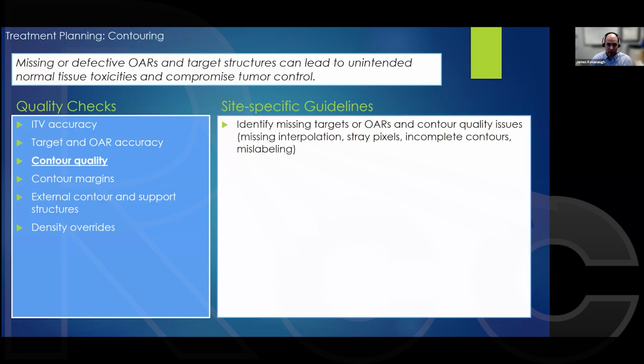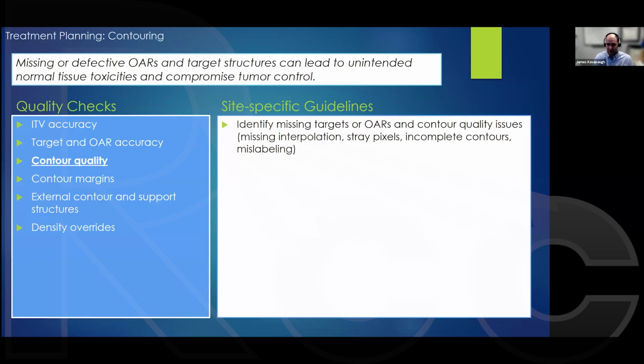Contour quality, it really is spending some time identifying missing targets. If we say we want a nodal boost in our prescription and it doesn't exist as a contour, maybe it was missed, asking questions about that. OARs and contour quality issues as well. And this is where, as a physicist, you do and should build some experience with internal anatomy, specifically standard anatomy. OARs are within the realm of what we should be knowledgeable about. But even beyond that, are we missing interpolations? Are there gaps where there shouldn't be?